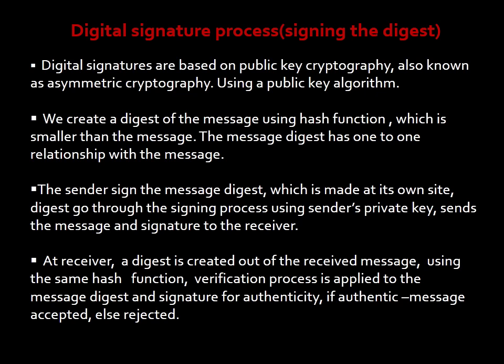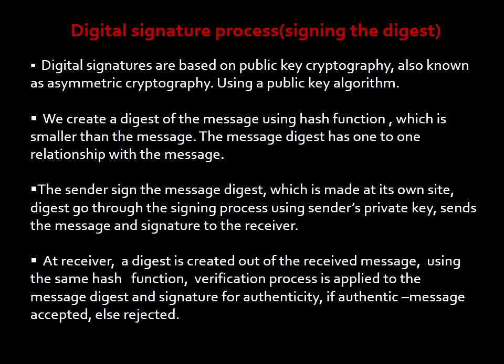Digital signatures are based on public key cryptography, also known as asymmetric cryptography, using a public key algorithm. As I already explained the concept of public key and private key, we create a digest of the message using a hash function. A hash function is a function that is used to create a digest of the message. By digest, I mean a small part of the message, because the message is too long and we are using asymmetric cryptography. So if we try to reduce the length, it will be much easier for us to continue the process.